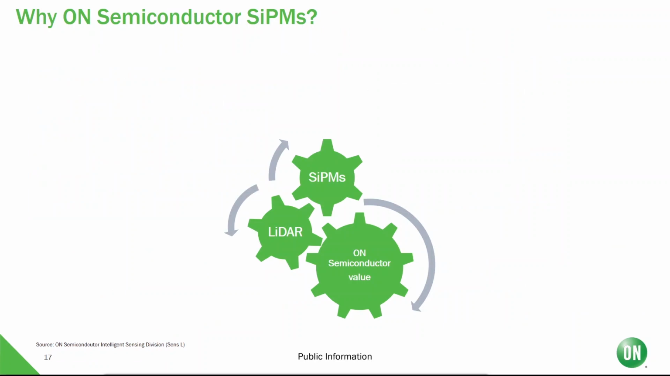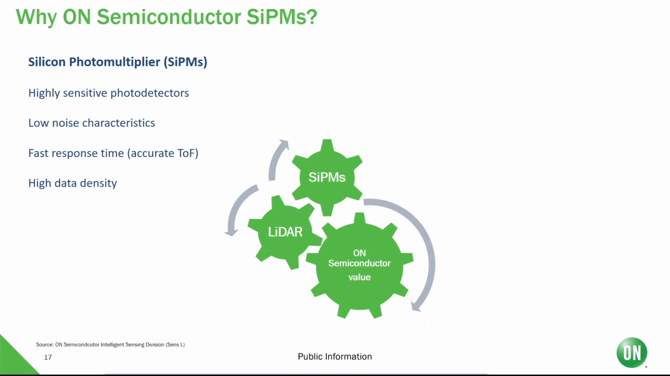Summarizing here, the benefits of ON Semiconductor SiPMs for LiDAR. The SiPM is a high-performance, single-photon sensitive sensor with high gain and high detection efficiency, low noise and fast timing, making it ideally suited for LiDAR applications.